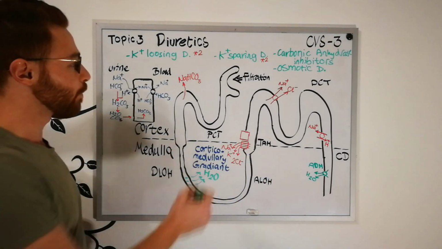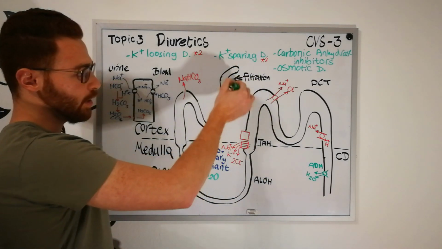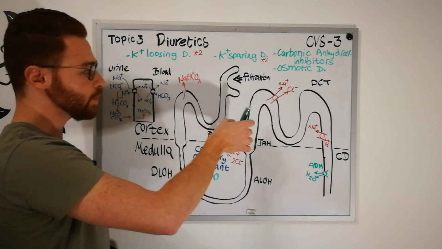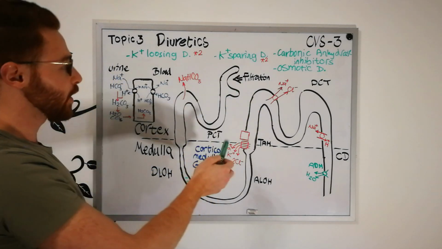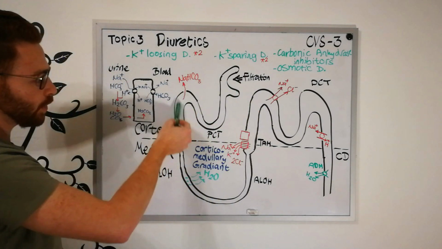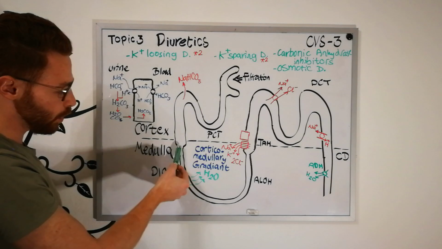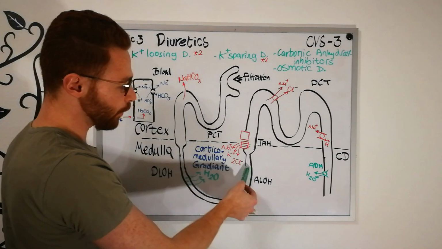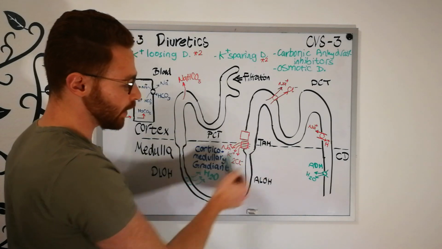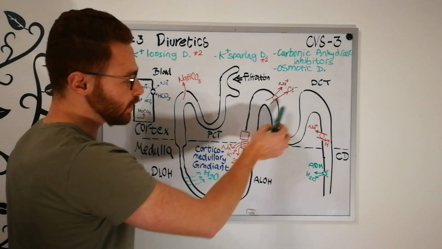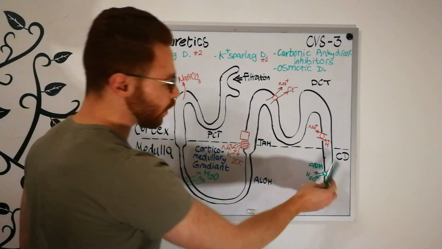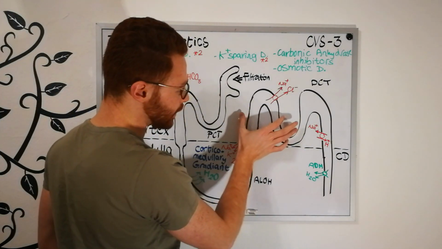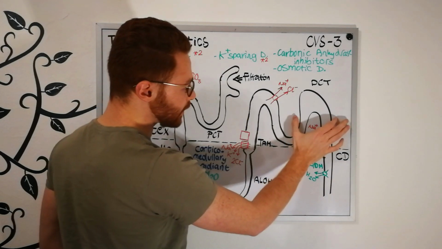Okay? So we have here the Bowman's capsule, which is surrounding the glomerulus, where the filtration starts, and then we have the proximal convoluted tubule. Then we go to the loop of Henle, the descending loop of Henle, the ascending loop of Henle, and the thick ascending loop of Henle. Then we enter the distal convoluted tubule and the collecting duct. The distal convoluted tubule actually has a proximal part and a distal part.